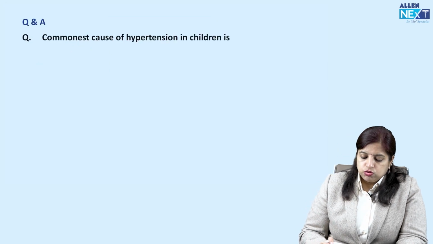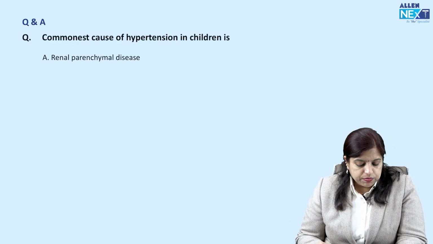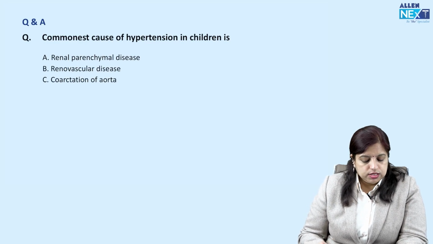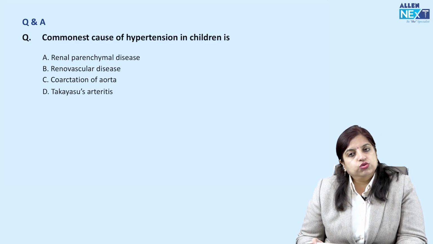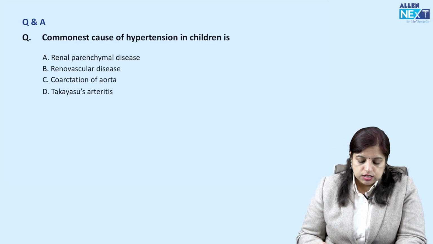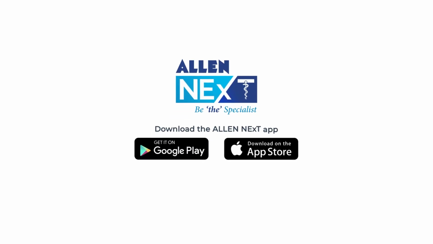Okay, now let us do an MCQ. The commonest cause of hypertension in children: is it renal parenchymal, is it renovascular, is it coarctation of aorta, or is it Takayasu's arteritis? We should know this. The commonest cause is renal parenchymal disease. Please remember this, right?